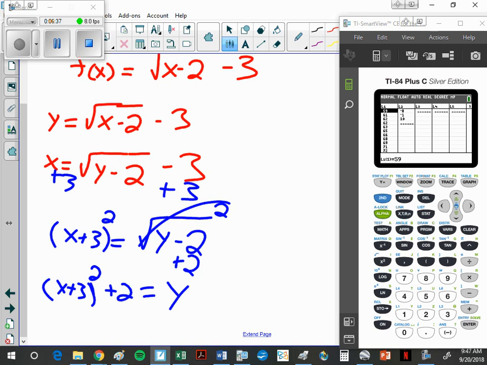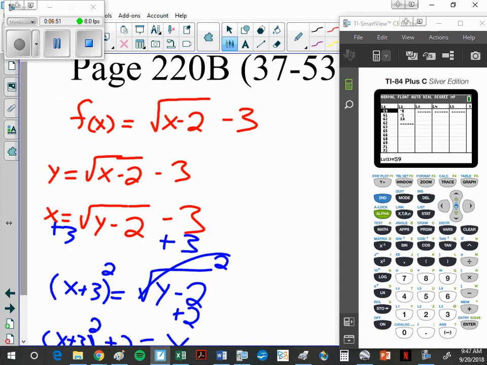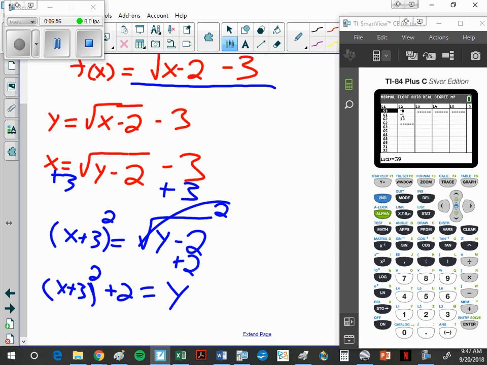Now, is x plus 3 squared plus 2 1-to-1? No, because it's a parabola. So something is going on here. I took an equation that is totally invertible, and when I inverted it, I ended up with an equation that is not invertible. Why is that? Well, this one's not 1-to-1, but the original function was. So it should be able to go back and forth. And the problem is the domain.